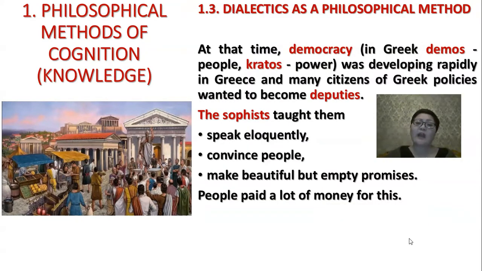At that time, democracy, in the Greek language, demos means people and kratos means power. So at that time, democracy was developing rapidly in Greece, and many citizens of the Greek polis wanted to become deputies. So polis means state, city-state.